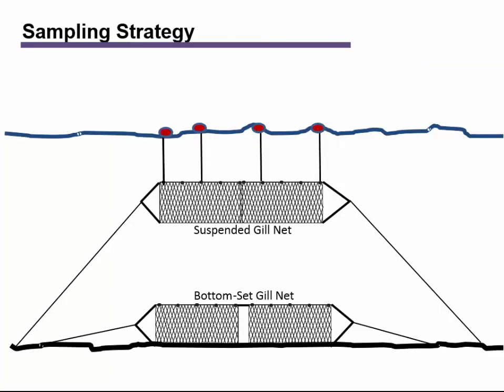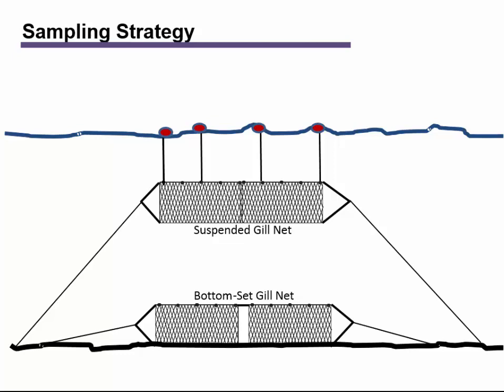Most of our sampling strategy is bottom set gill nets, done over a large number of surveys, but over about the last 5-6 years now, we've incorporated suspended gill nets into our sampling strategy because Cisco are such a pelagic species that it makes perfect sense to be sampling up where they live most of the time.